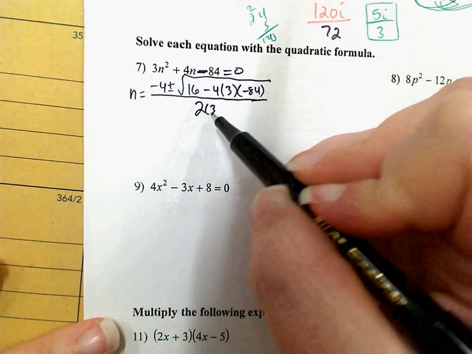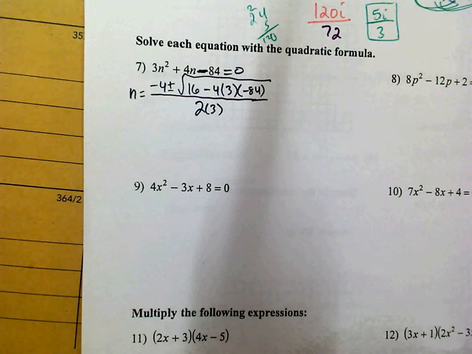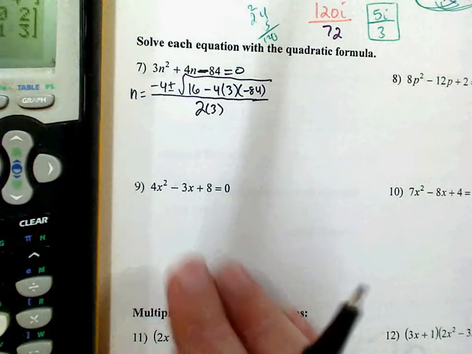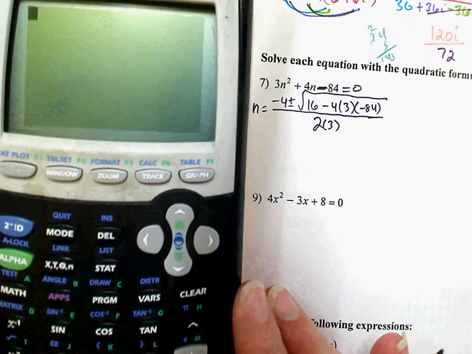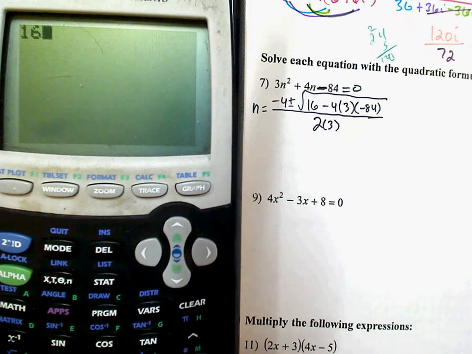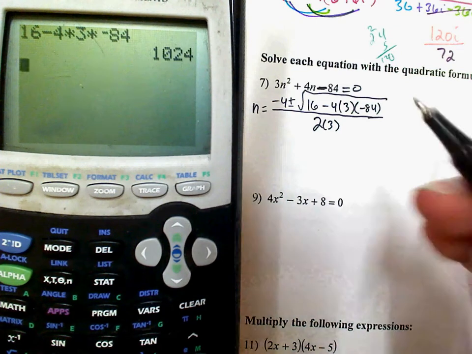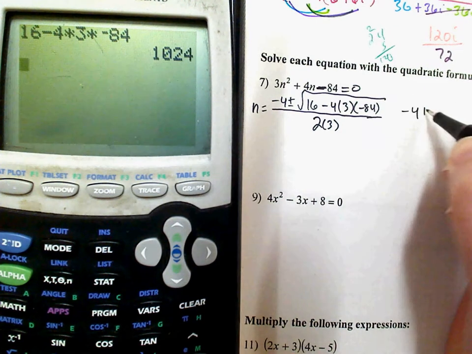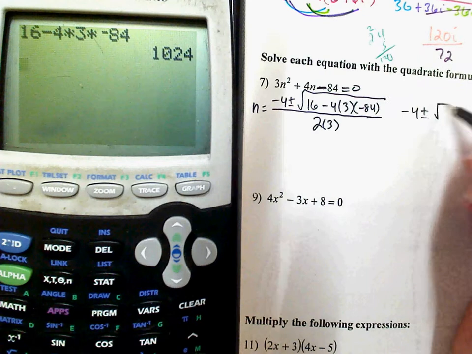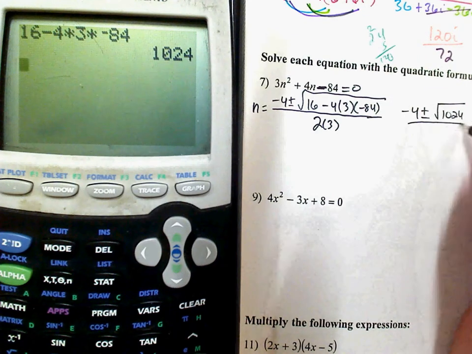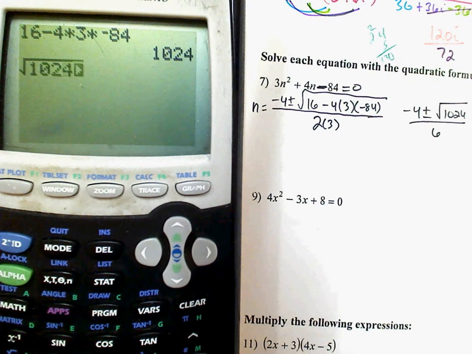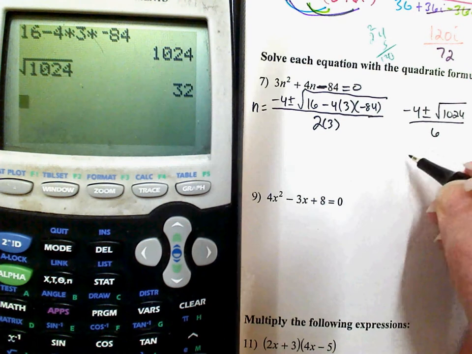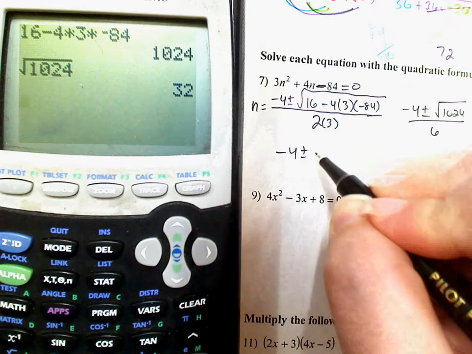So when I'm working the quadratic formula, and this I would give you a calculator for, you figure out the inside first. Minus 4 times 3 times negative 84. And you get 1,024. So negative 4 plus or minus the square root of 1,024 all over 6. You should always first check to see if that number is a perfect square, and it is. So I get negative 4 plus or minus 32. The square root's gone, over 6.